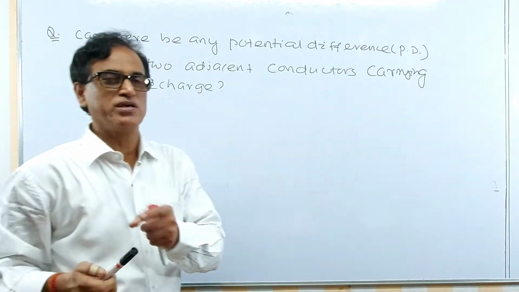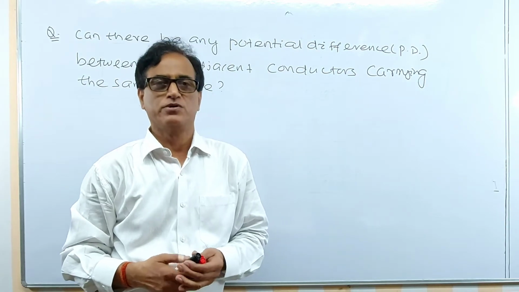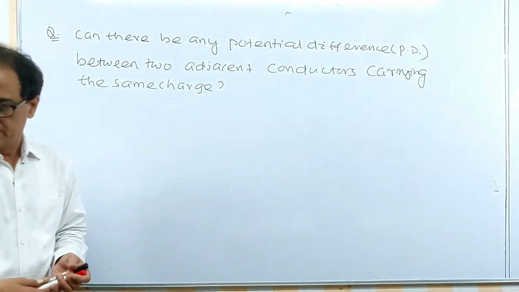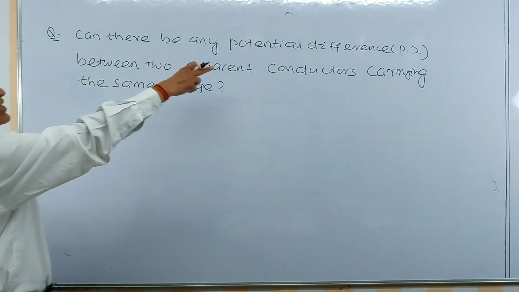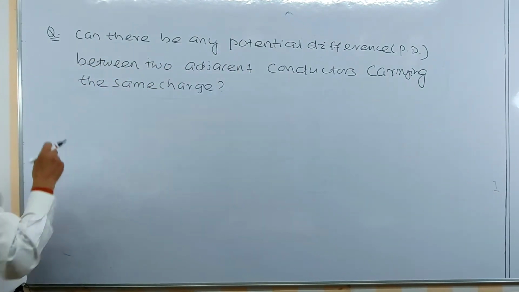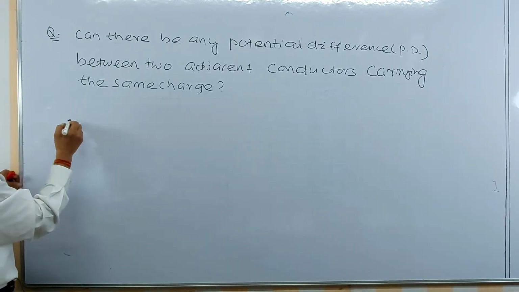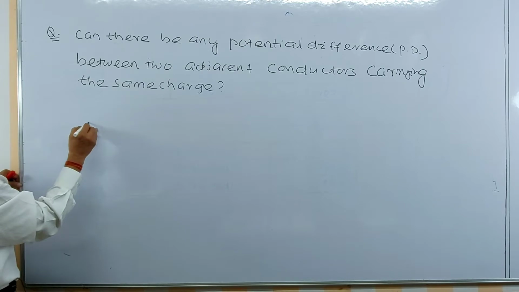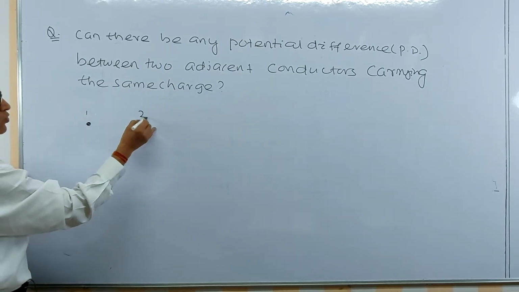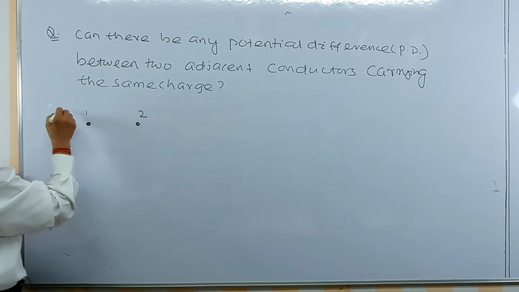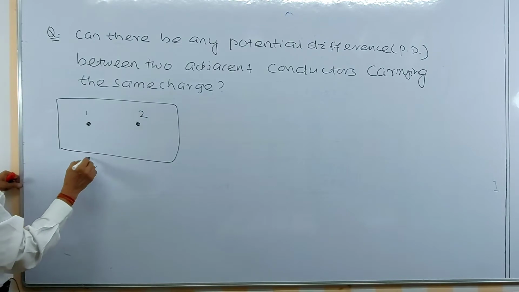Same charge means if one is 10 coulomb, another is also 10 coulomb, carrying the same charge. Now the question is, can there be any potential difference between two adjacent conductors carrying the same charge? You see, whenever we are specifying some points in the electric field, say this is point 1 and this is point 2 inside the electric field.